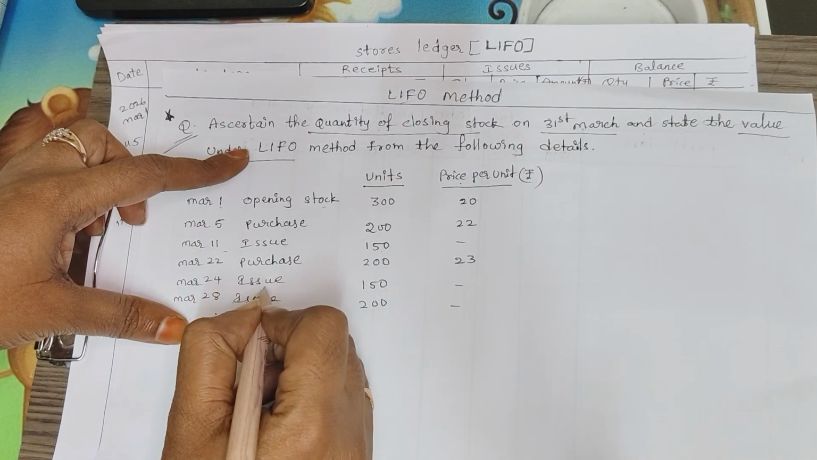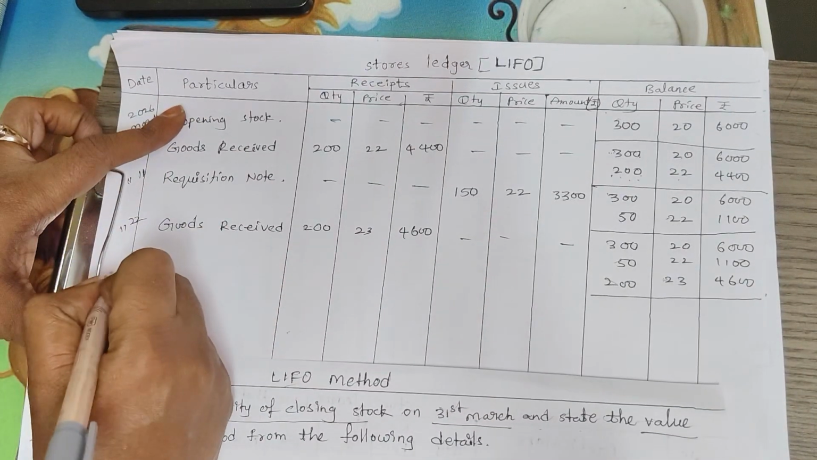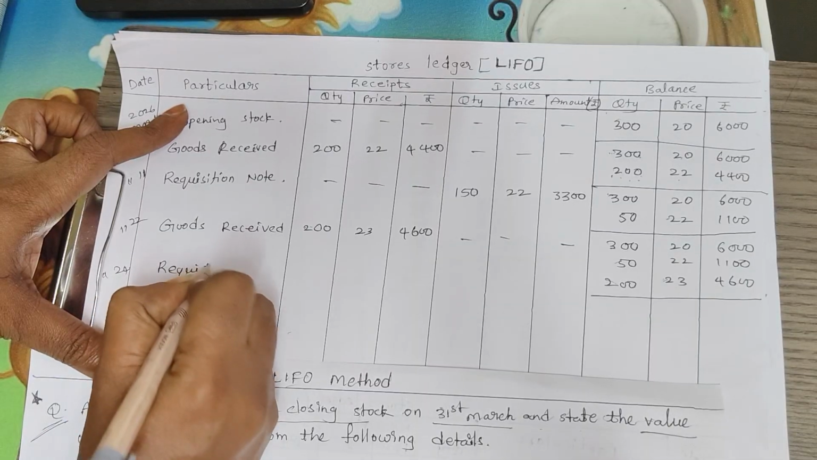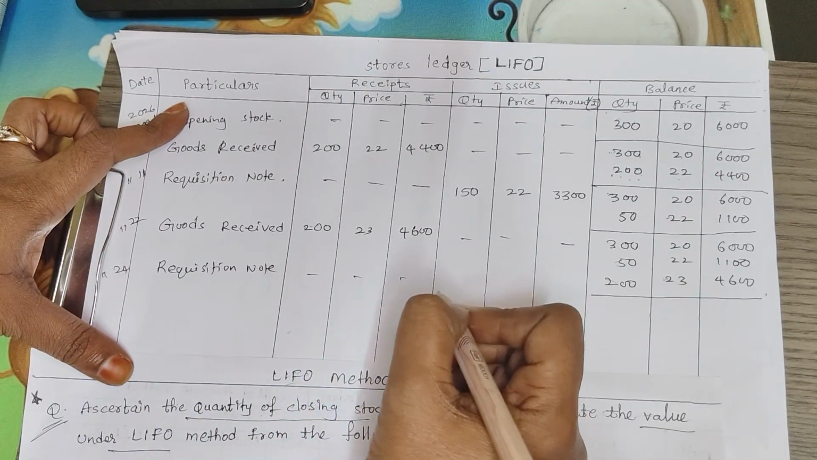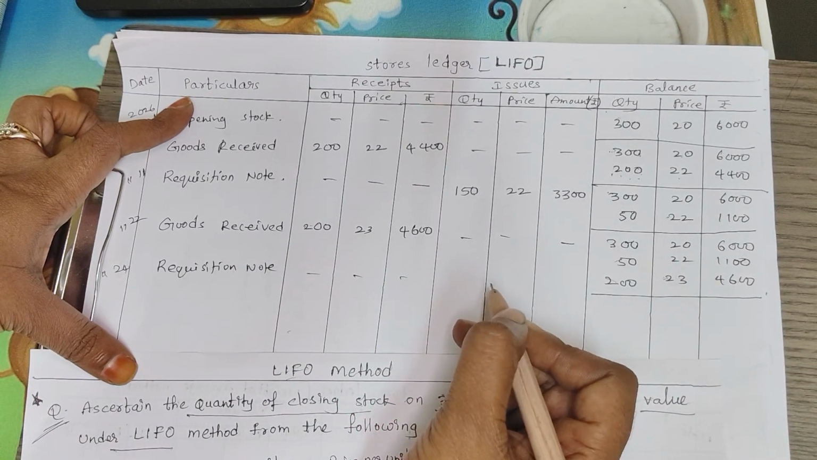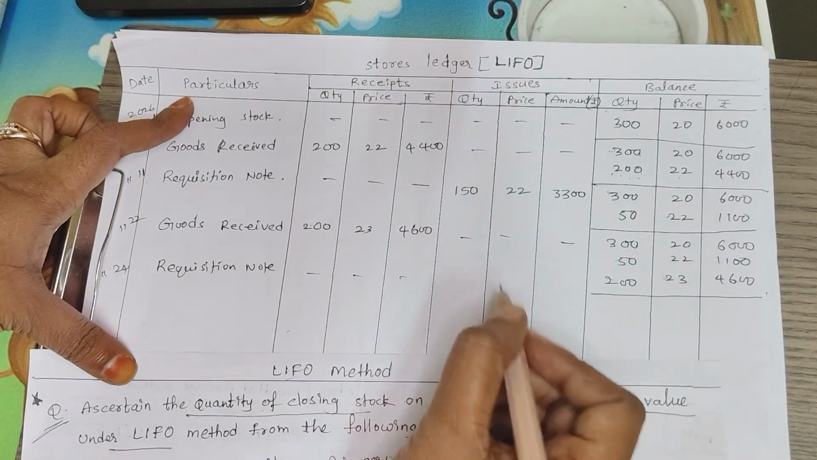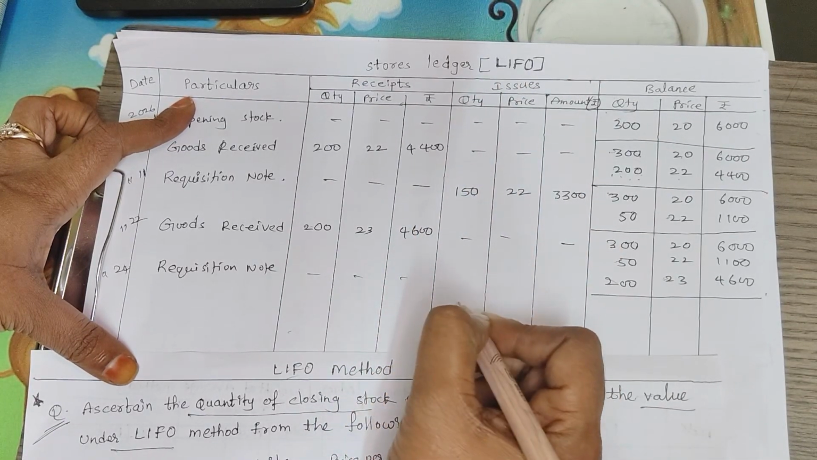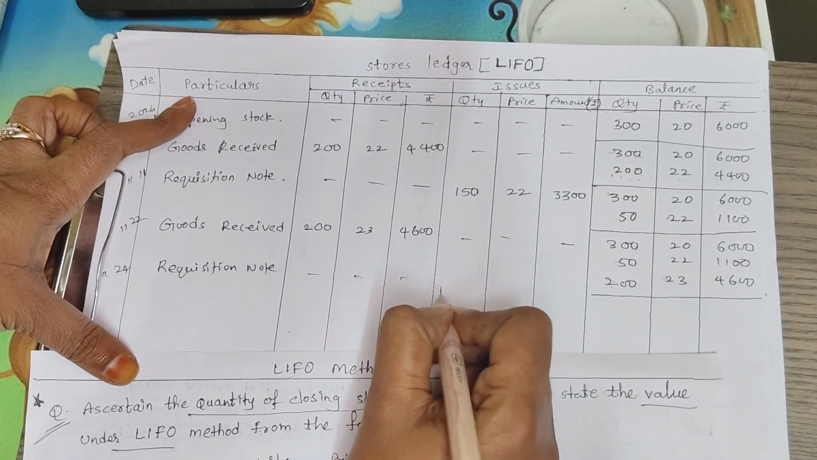March 24th, issue 150 units. 24th March, issue means requisition note, where we should write under issue. How many units? 150. At the time of issue only, we need to check which method we are using. Which method we are using? LIFO method, last in, first out. So how many units we need to issue? 150 from last purchase. So what is the last purchase here? 200. From 200 you need to issue this 150.